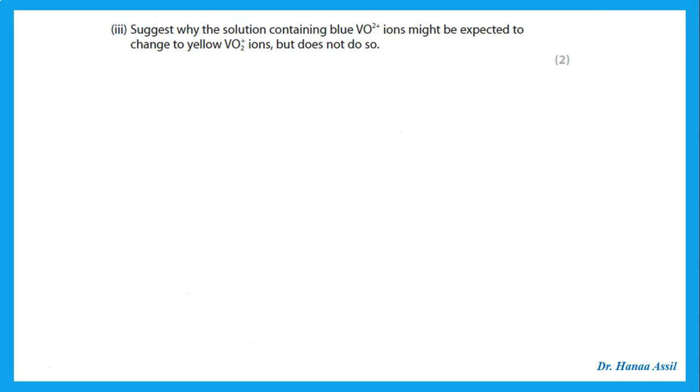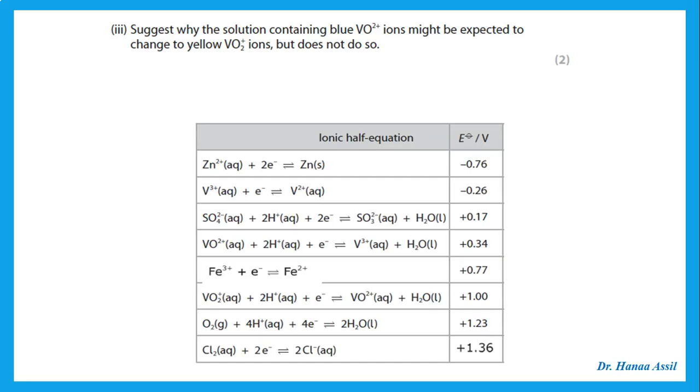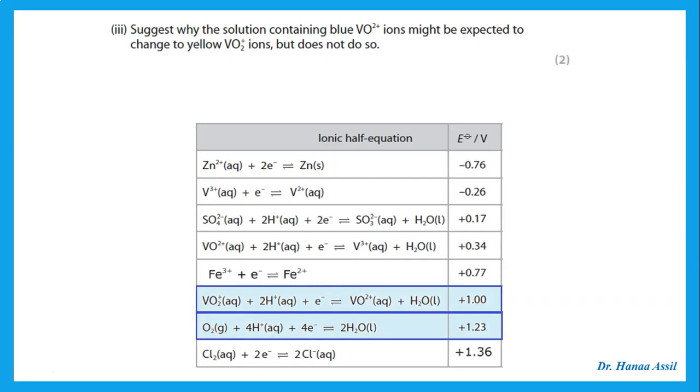Suggest why the solution containing blue VO2 positive ions might be expected to change to yellow VO2 with 1 positive, but does not do. That reaction does not happen. Again, we look at the data and we look at these two equations. What are we talking about? We're talking about VO with 2 positives. It would be expected to change to VO2 with 1 positive, so that is that equation, but it does not do so.